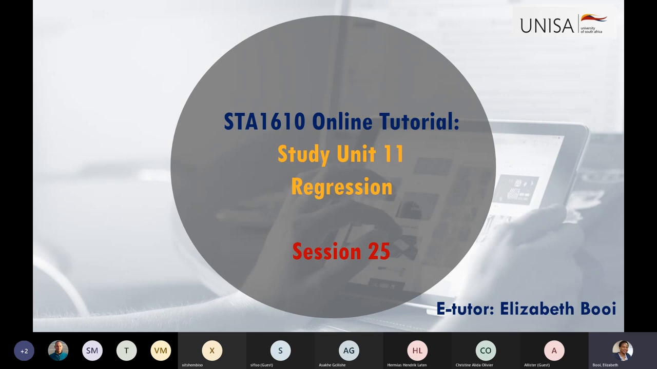It says 30 August. Yes. So that's the date I also remember. It's on the 30th. So then on the other days you can work it out on your own so that you can complete it. But for the next couple of sessions, we're going to do activities related to study unit 10 and study unit 11.